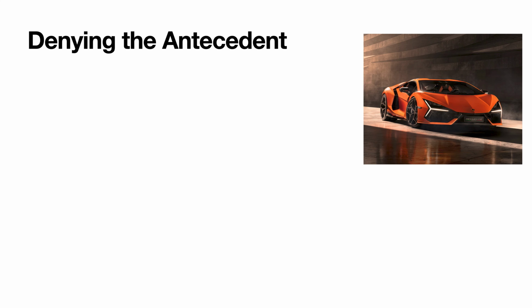Now we're going to talk about denying the antecedent. Just like how affirming the consequent is an error that looks like modus ponens, denying the antecedent is an error that looks like modus tollens. So let's go ahead and first look at what modus tollens is so you don't get confused. Modus tollens is a valid form of argument, as we showed in our previous video, which goes like this.